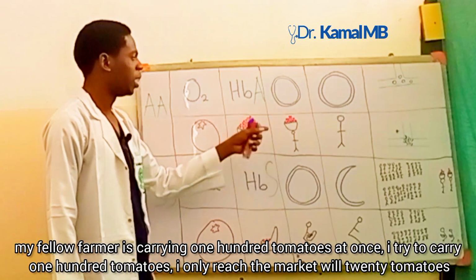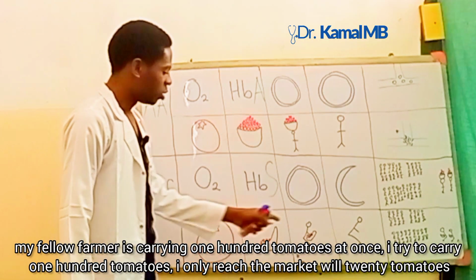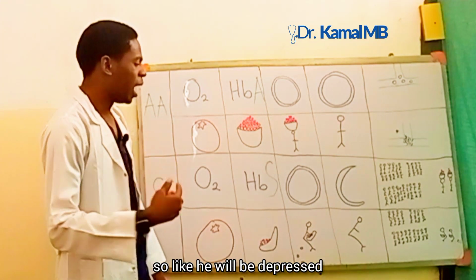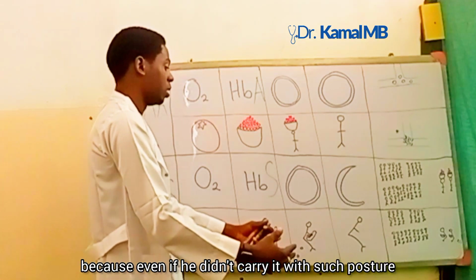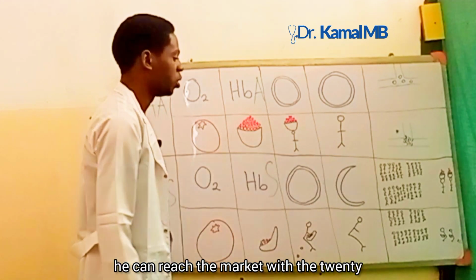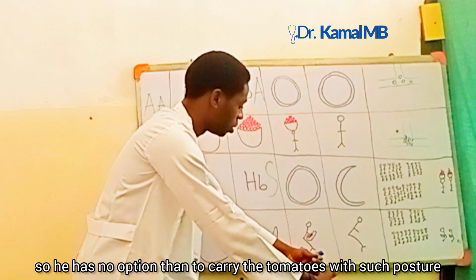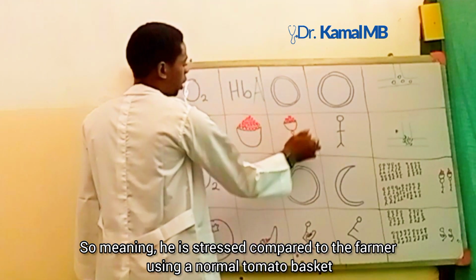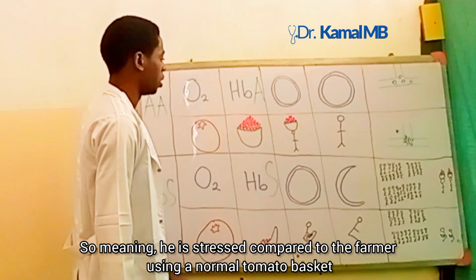My fellow farmer is carrying 100 tomatoes at once, and I try to carry 100 tomatoes. I only reach the market with only 20 tomatoes. So he will be depressed, and he will force himself to carry it in such a way, because even if he does not carry with such posture, even the 20, he cannot reach the market with the 20. He will reach the market with, let's say, 5 to 10. So he has no option. He has to carry the tomatoes with such posture. So meaning he is stressed compared to a farmer using a normal tomato basket.